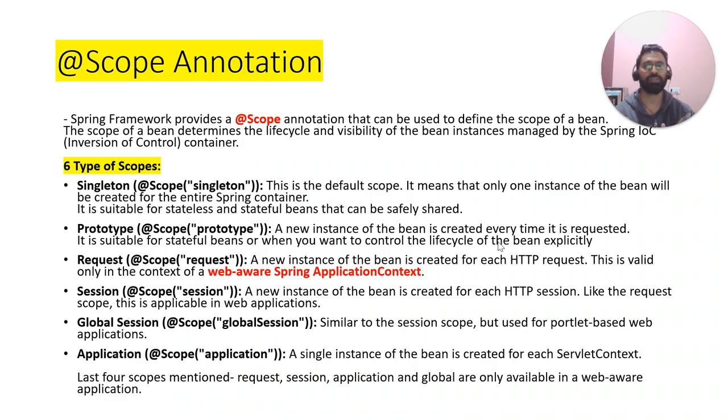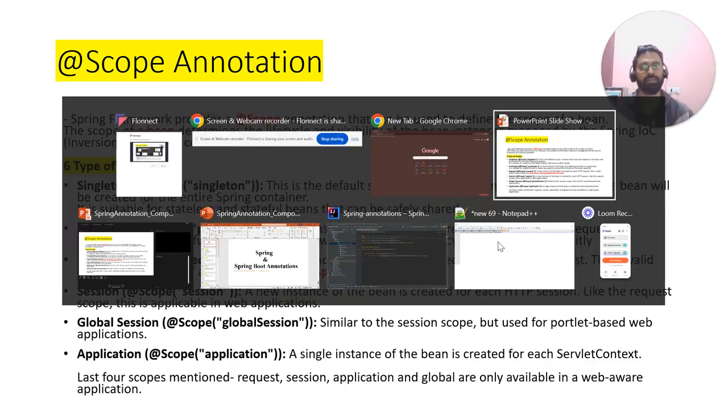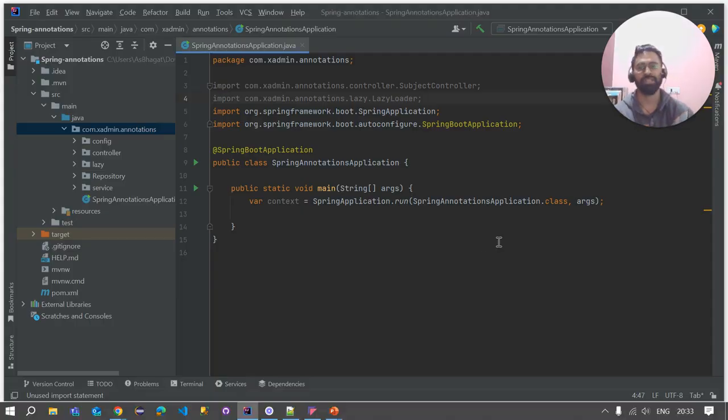Now we are going to see how we can achieve this scope in our Spring Boot application. Here you can see I have already created a Spring Boot application where I have discussed many annotations, like the controller annotation, component annotation, lazy annotation, repository and service annotations, and also the bean annotation. Today we are seeing the scope annotation.